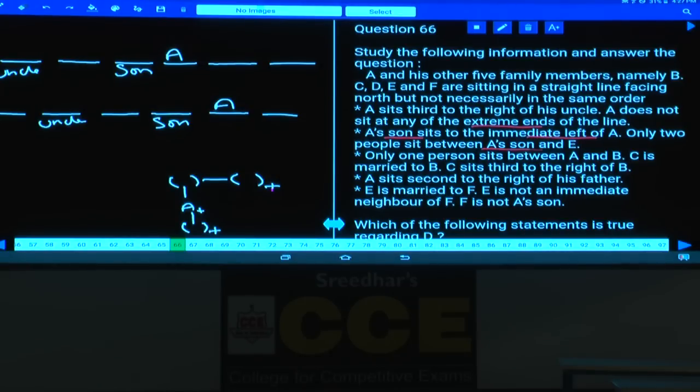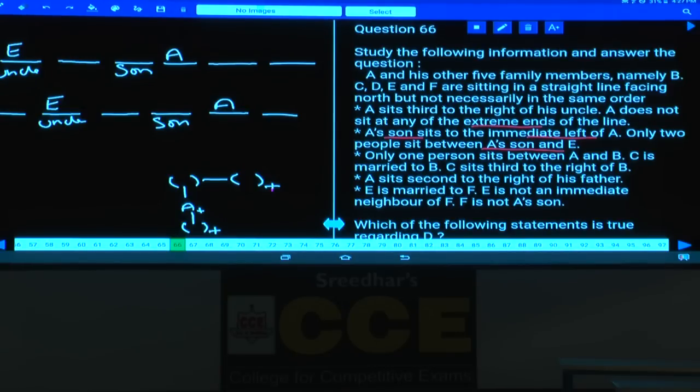Only 2 people between A's son and E. Between A's son and E, how many persons are there? There must be 2 people. Hence in case 1, E is the uncle of A, and in this case 2 also E is the uncle of A. Hence in both the cases, who is the uncle of A? E is the uncle, isn't it?